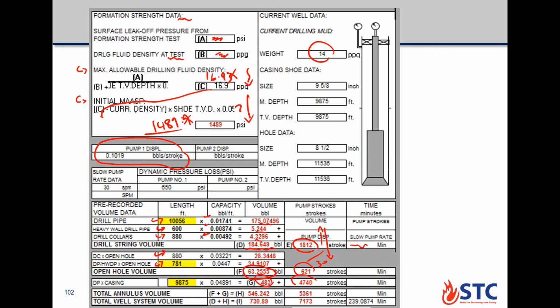Total annulus volume equals the open hole volume plus the casing volume. Total well system volume equals the drill string volume plus annulus volume. So if he's asking what is the time required for one complete circulation, you need to take the whole volume of the well, drill string plus the annulus. Now here you have the total number of strokes. Now you can convert into minutes and calculate the time.